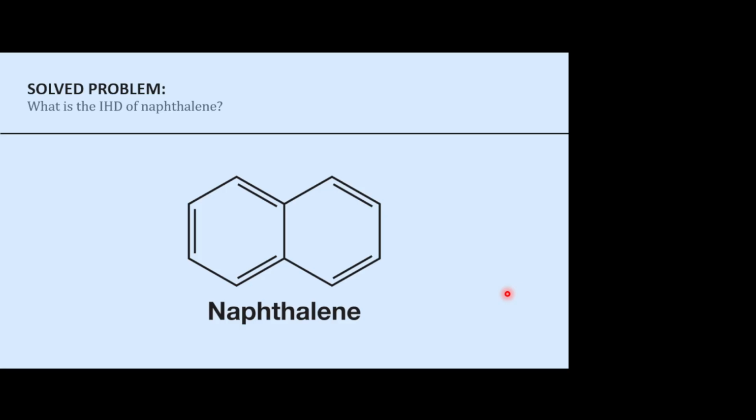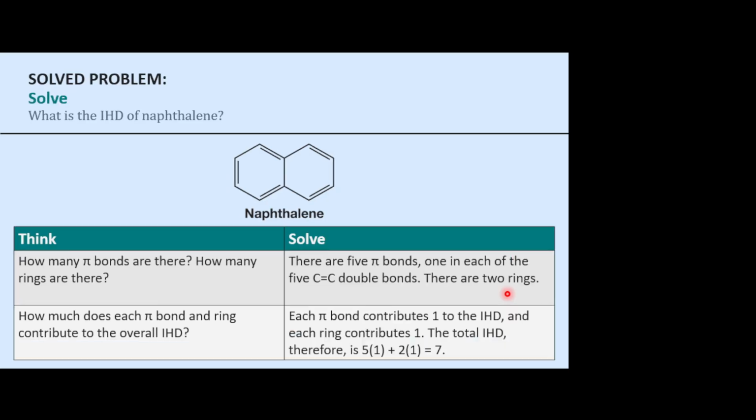Okay. Everybody ready to give those IHD numbers? Okay, so we count up the number of pi bonds, right? And that's the first, easiest one to do. So 1, 2, 3, 4, 5. And then we count up our number of rings, and so that's 2. And so all together, 5 plus 2 is 7. Very good.